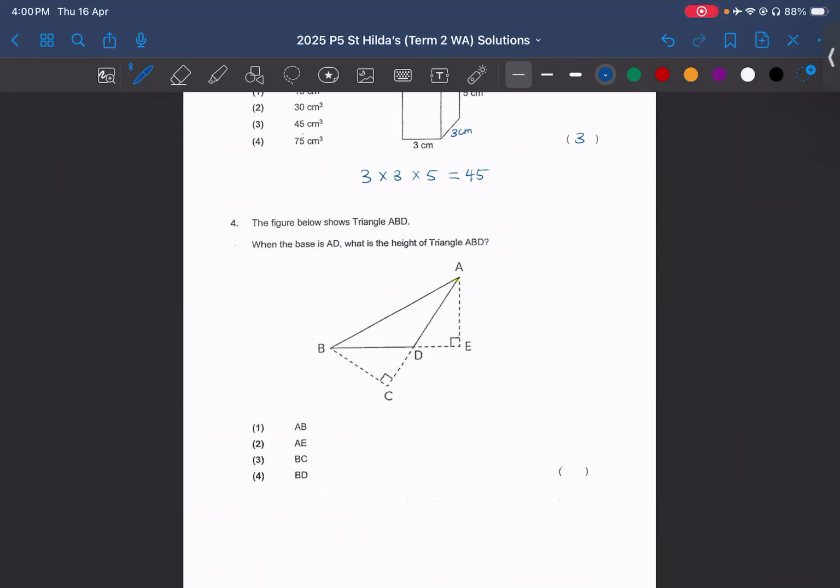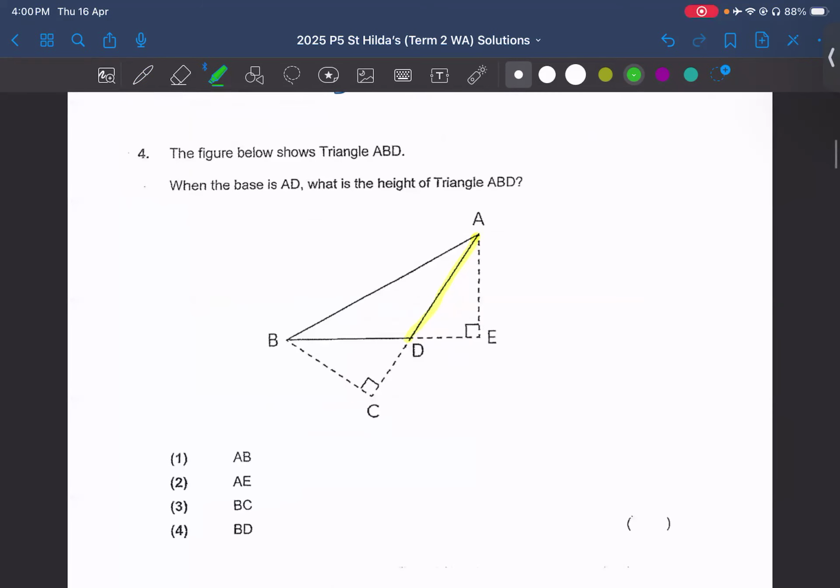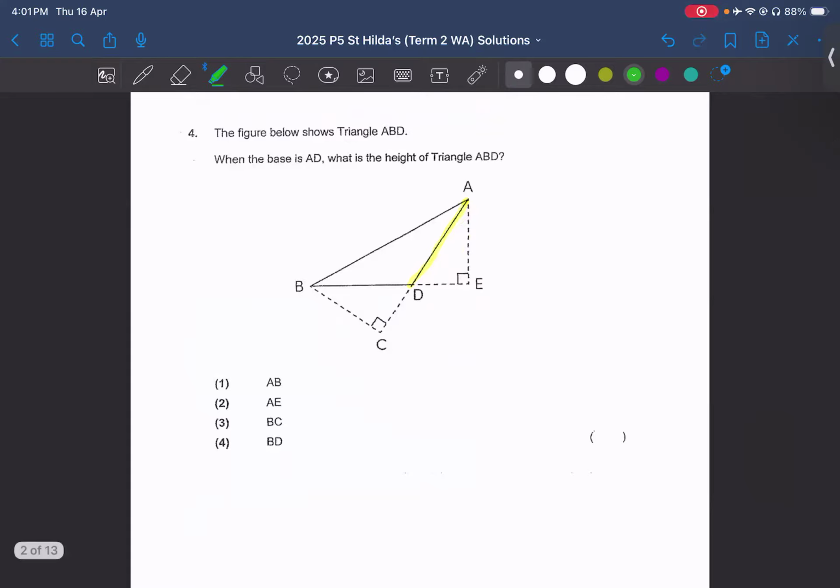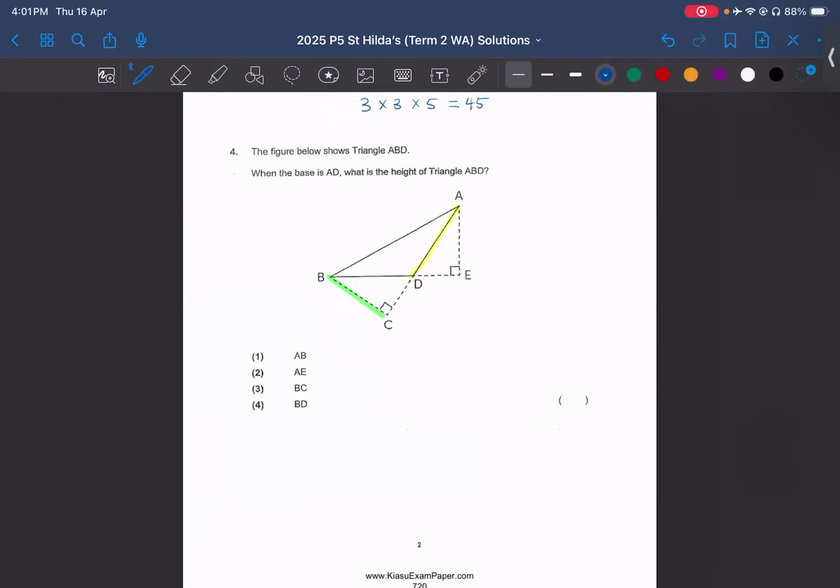Okay, question 4. The figure below shows triangle ABD. When the base is AD, I'm going to highlight the base of the triangle, which is AD. What is the height of triangle ABD? If you want to find the area of a triangle, you need to take half times the base times the perpendicular height. Your base is AD, which means your height must be perpendicular to the base, 90 degrees to the base. If you look at this diagram carefully, the height that is 90 degrees to your base would be this line BC here. So your answer will be option 3.